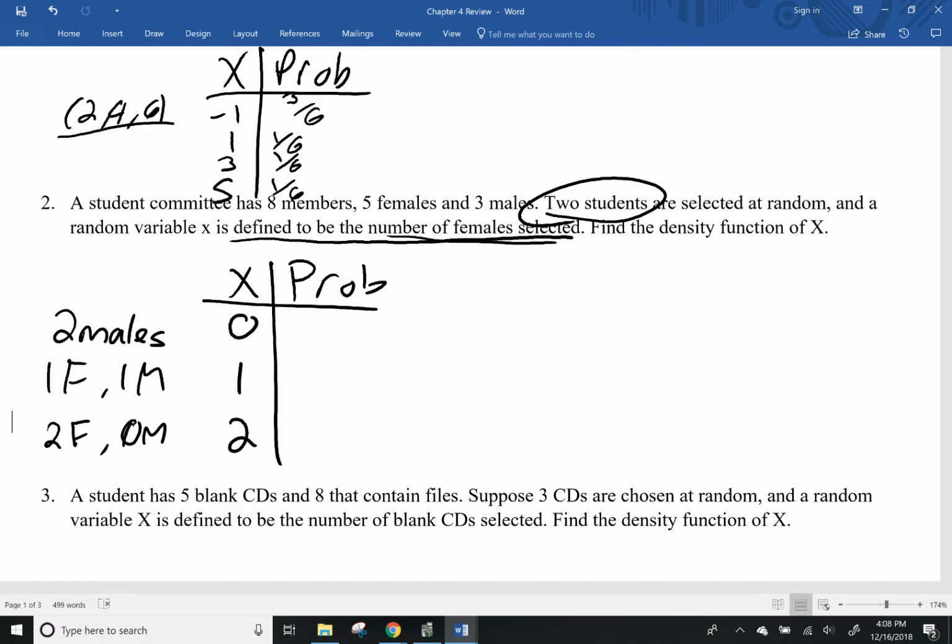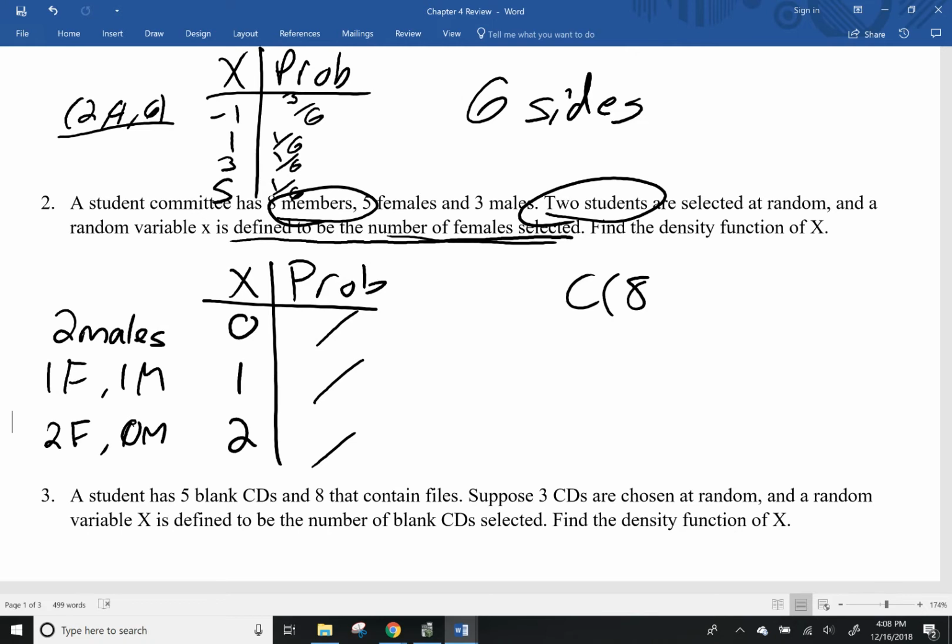So now I need to find the probability. So the first thing I want to do whenever I'm doing one of these is figure out my denominator. Now that was easy in number 1 because I knew that there were 6 sides to a die. So my denominator was 6. But here it's a combination problem. It's a little bit more involved. So there are 8 members in total to pick from, and I'm going to be choosing 2 people from that 8. So the combination of 8 choose 2 is my denominator. That is my total number of ways in total. Just like there are 6 sides to a die, the combination of 8 choose 2 is the total number of ways I can choose 2 people out of 8.